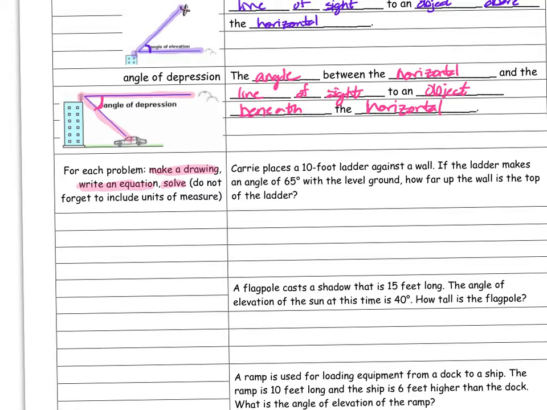In order to answer these questions, we're probably going to use SOHCAHTOA. I want to remind you of that. Sine is opposite over hypotenuse, cosine is adjacent over hypotenuse, and tangent is opposite over adjacent. That's what we kind of did last week. And we are going to go ahead and move on.